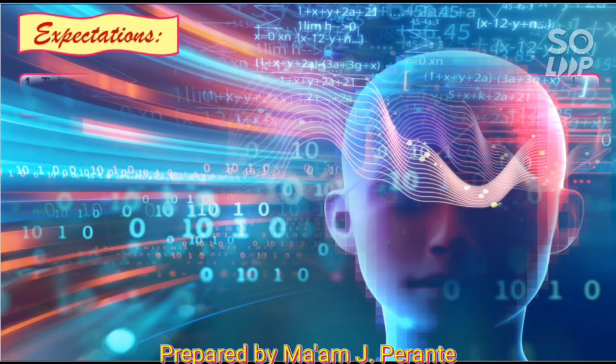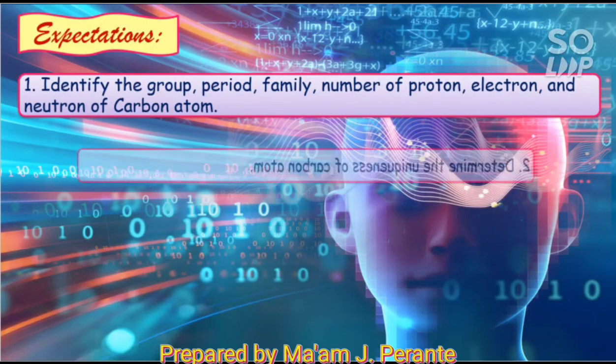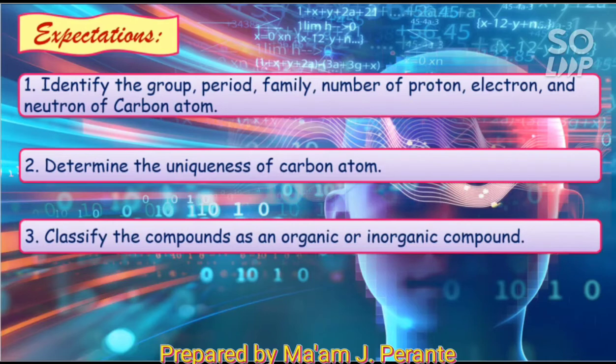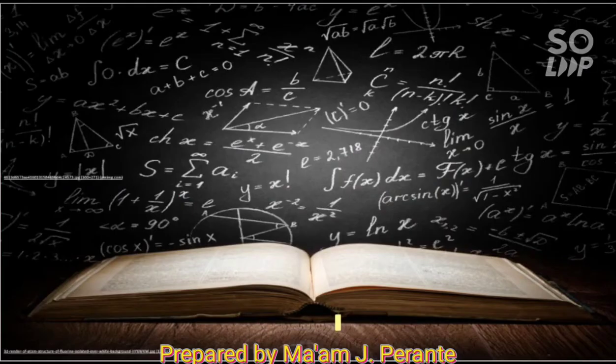Number one is to identify the group, period, family, number of proton, electron, and neutron of carbon atom. Number two is to determine the uniqueness of carbon atom. Number three, classify the compounds as an organic or inorganic compound. And number four, differentiate organic from inorganic compound. And this lesson is anchored on a division-made module from SDO Caloocan.